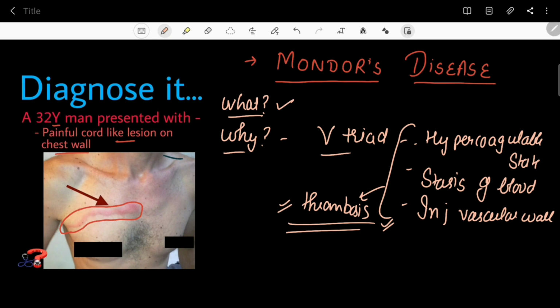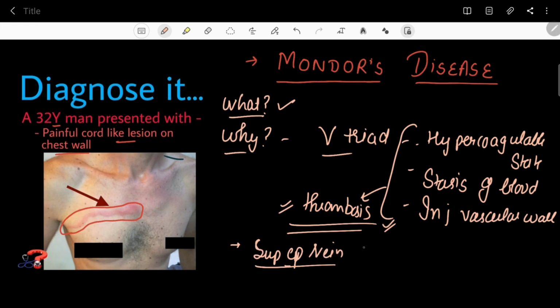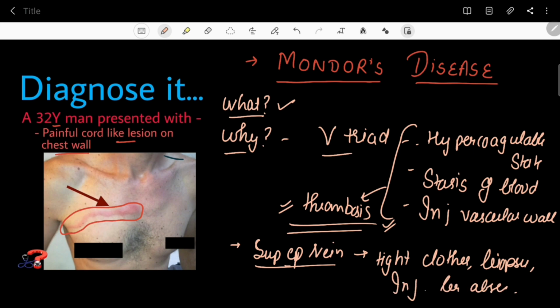So why are these things occurring? Firstly, let me tell you according to the location. If it involves the superficial epigastric vein below the breast, it can be due to tight clothing, some kind of procedure done in the breast, like a biopsy or some surgery, or any inflammatory condition like a breast abscess. It is also sometimes related to cancer, but it is not that cancer is causing Mondor's disease. Most of the time it is the procedures done during the treatment or sometimes diagnosis of the cancer that lead to the development of Mondor's disease.